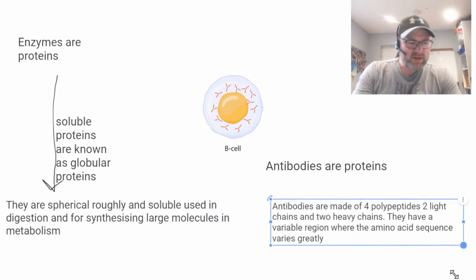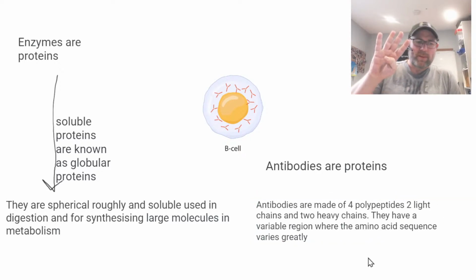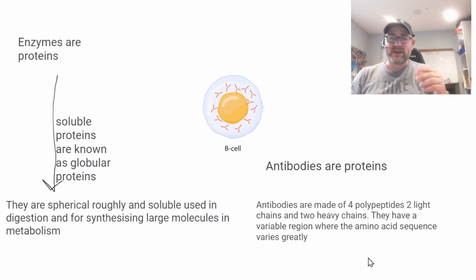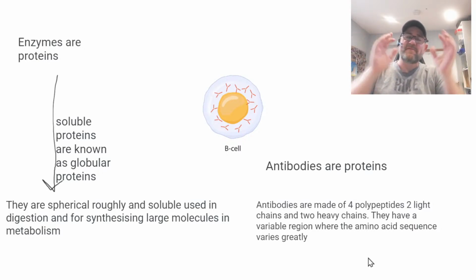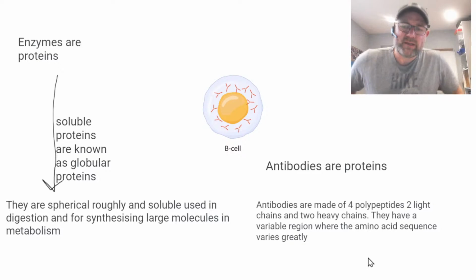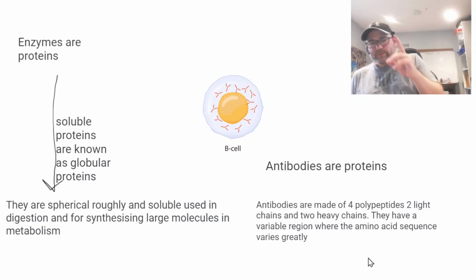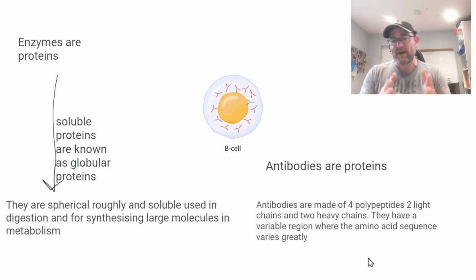We're nearly finished for today. Antibodies are made of 4 polypeptides. They have 2 light chains, 2 heavy chains, and they've got a variable region, a region that varies between each antibody so that they can be specific to the antigen on a pathogen and bind to it. Now, you're going to do a load more in a topic on immunity in A-level biology, where they really go into antibodies in a lot more detail.